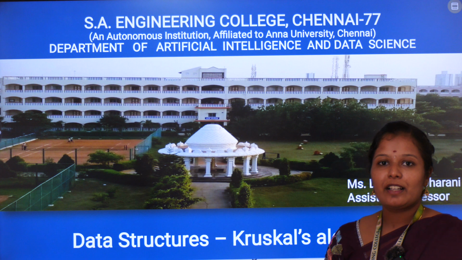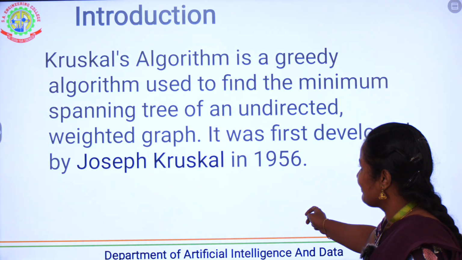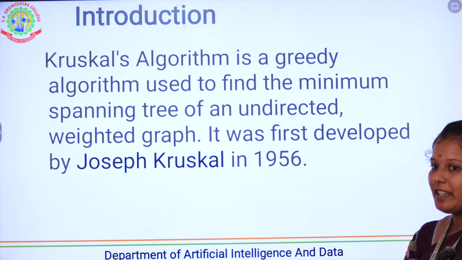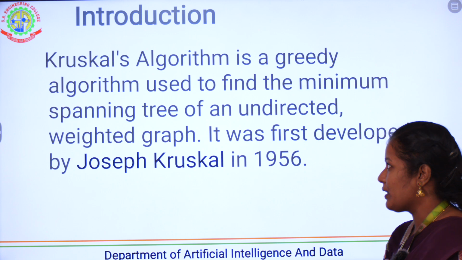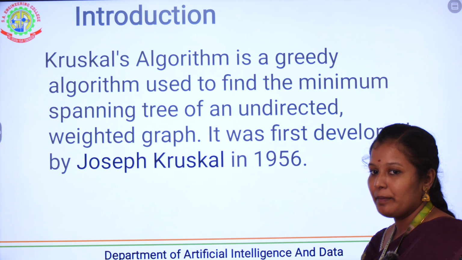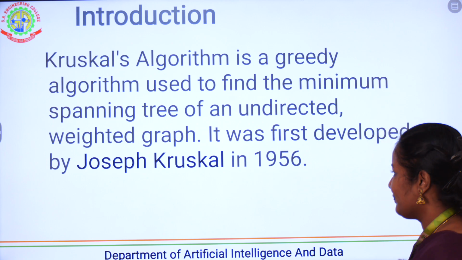Today we are going to discuss a crucial algorithm. The crucial algorithm was first developed in 1956 by Joseph Crucial. It was developed as a greedy algorithm and is used to find the minimum spanning tree in an undirected weighted graph.